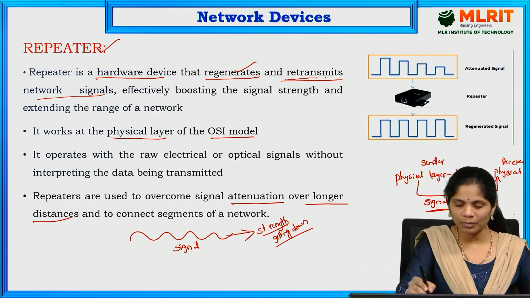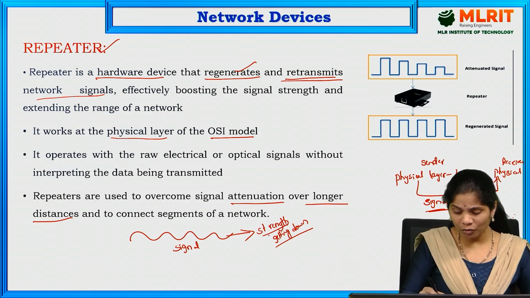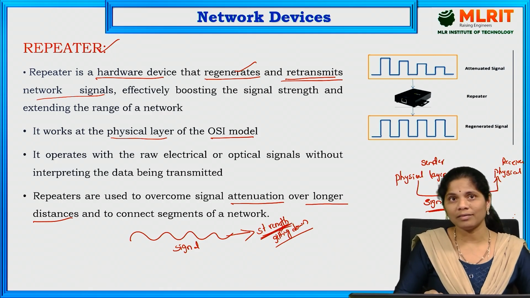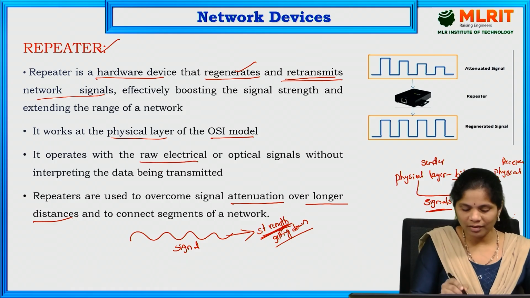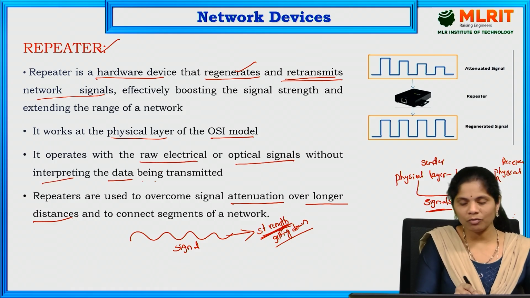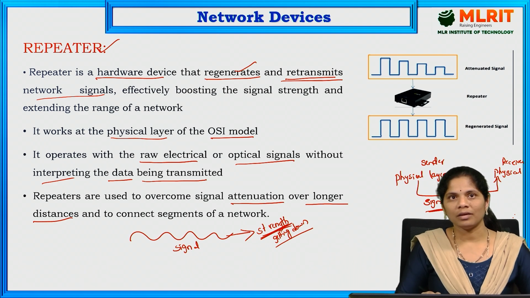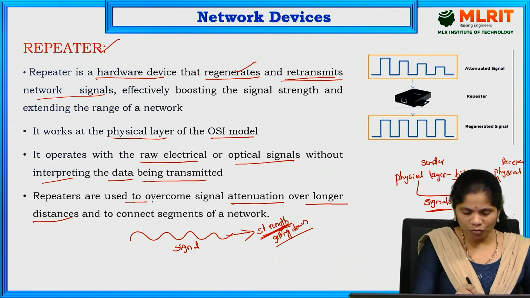For regenerating and retransmitting, we are going to use a repeater. It means to strengthen that particular signal, we use the repeater. It also operates on electrical or optical signals without interpreting the data that is going to be transmitted. That is the main aim of the repeater. At the same time, what are these repeaters mainly used for?